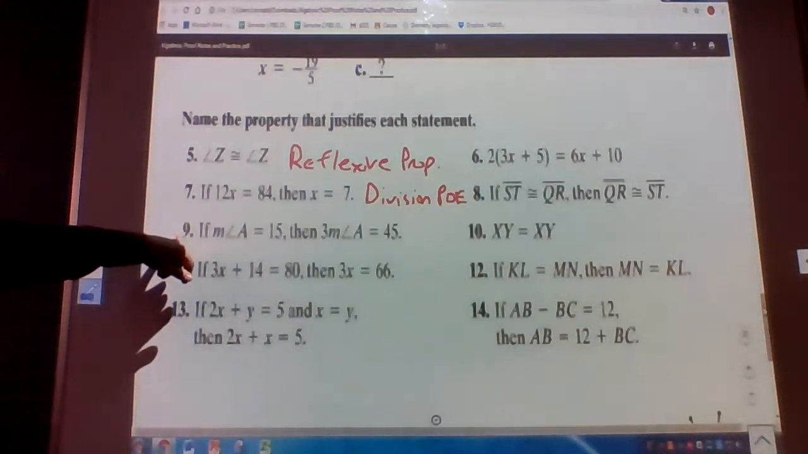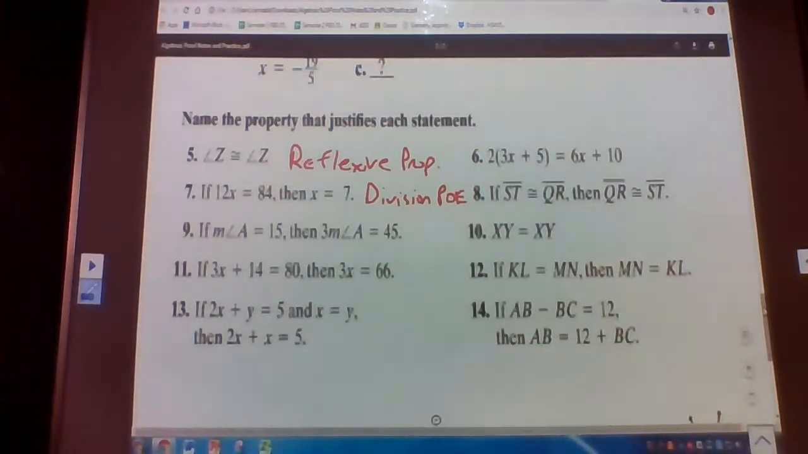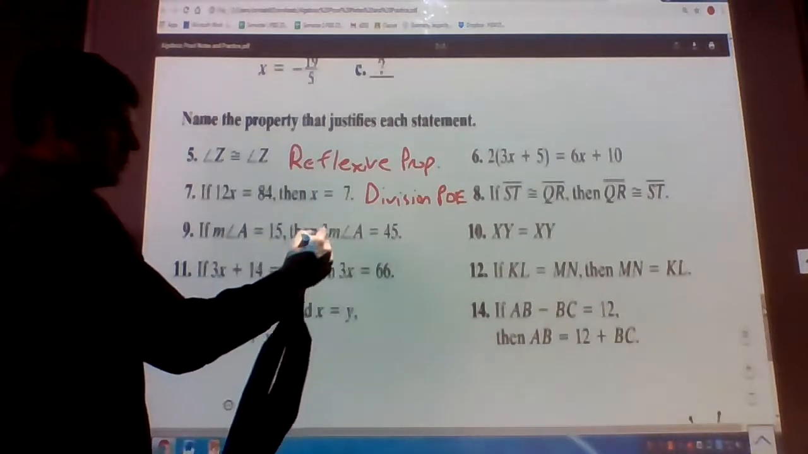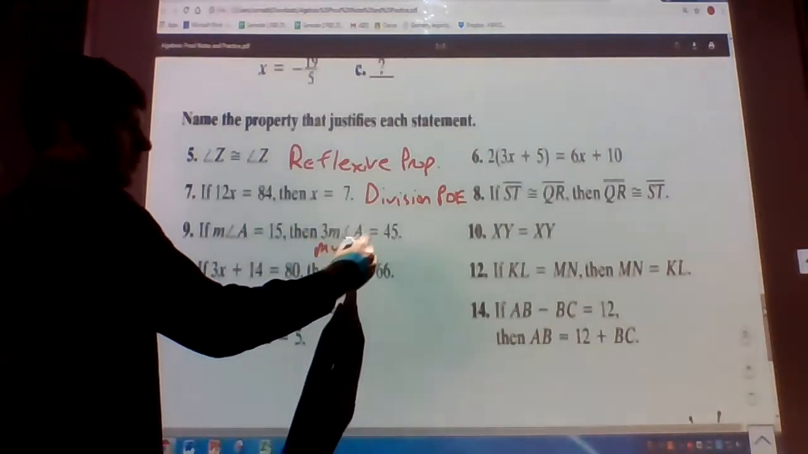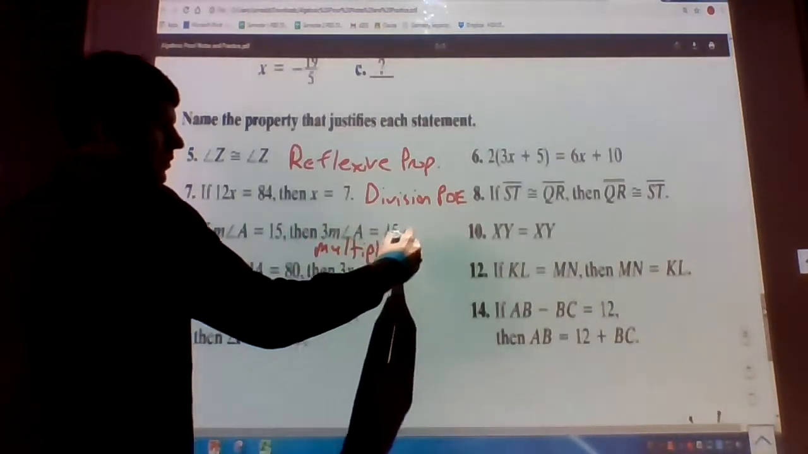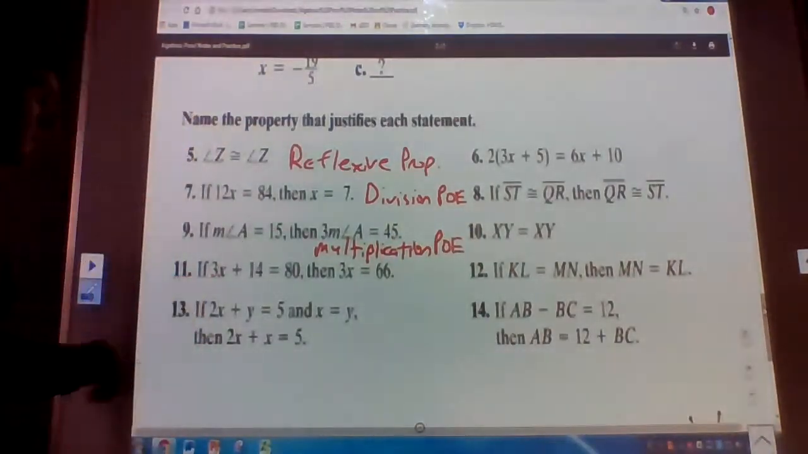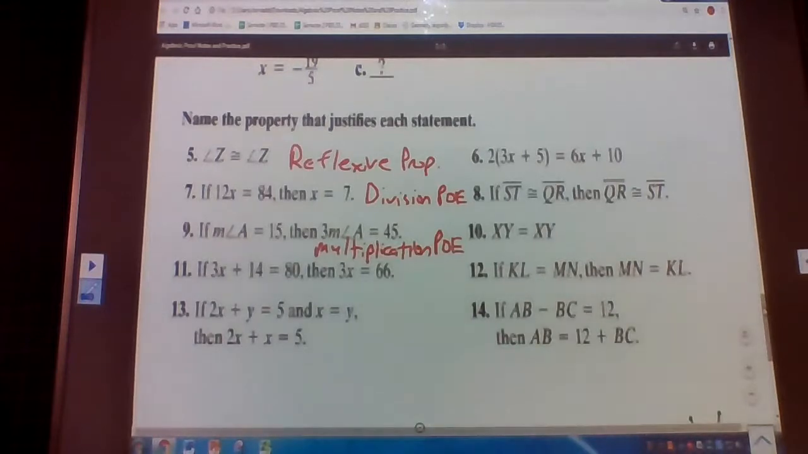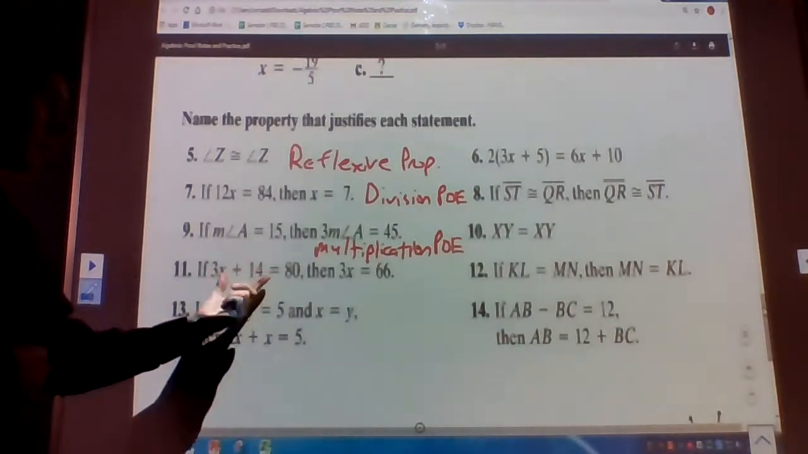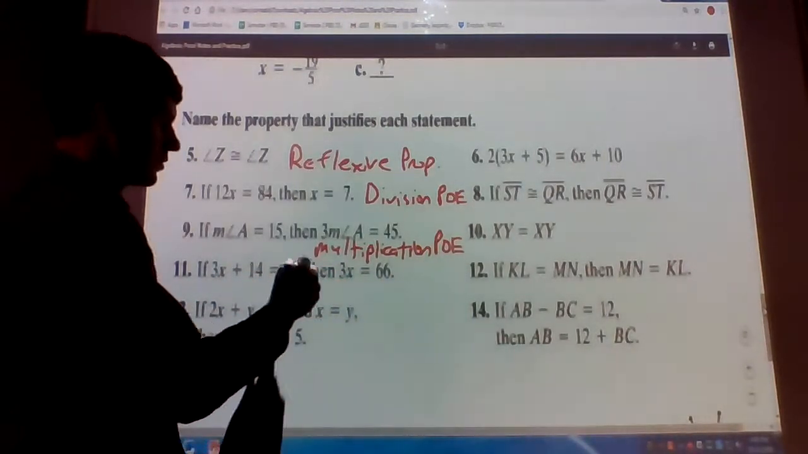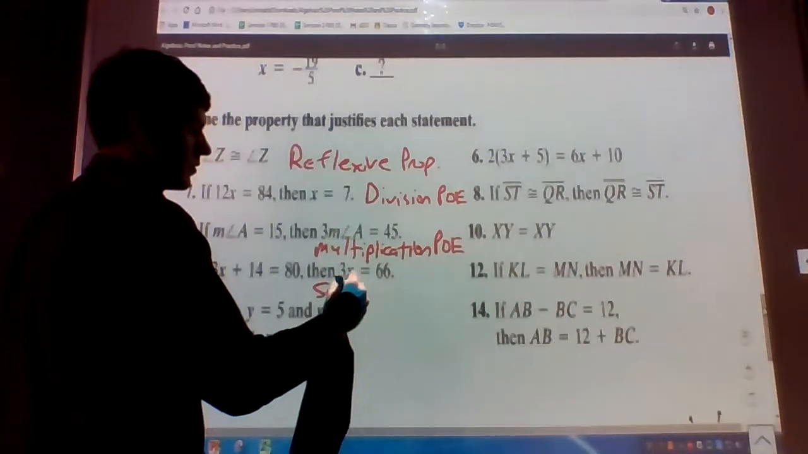Okay. If the measure of angle A is 15, then 3 times the measure of angle A is 45. That's the multiplication property of equality because we multiplied 3 on both sides. Okay. 3x plus 14 equals 80. Then 3x equals 66. So how did we go from here to here? We did that by subtracting 14 from both sides. So that is your subtraction property of equality.